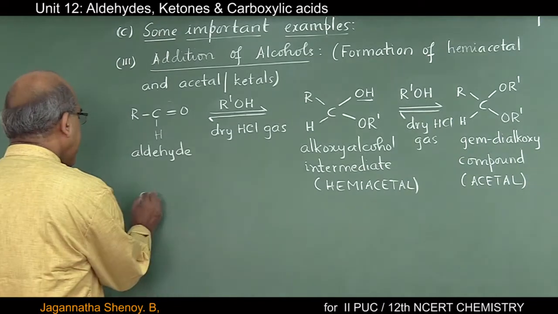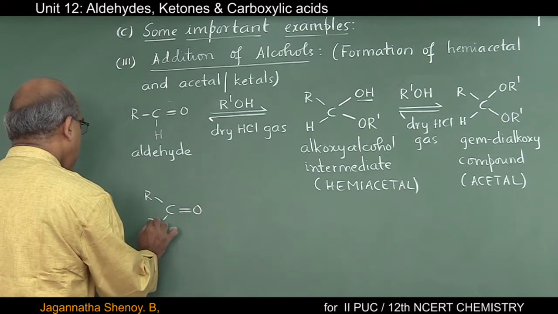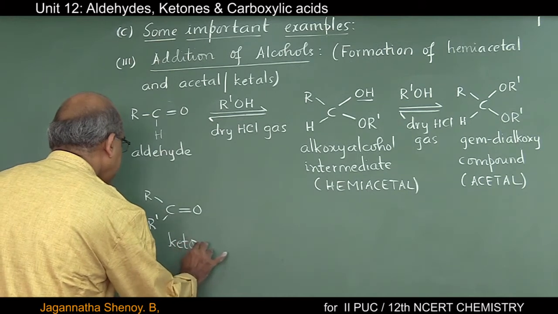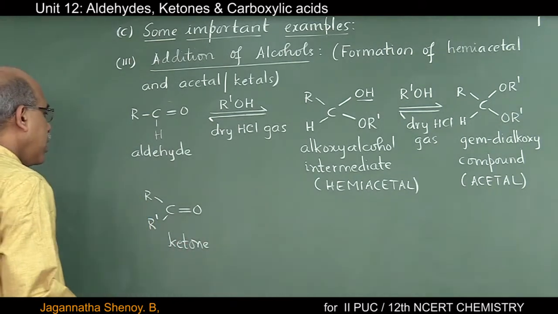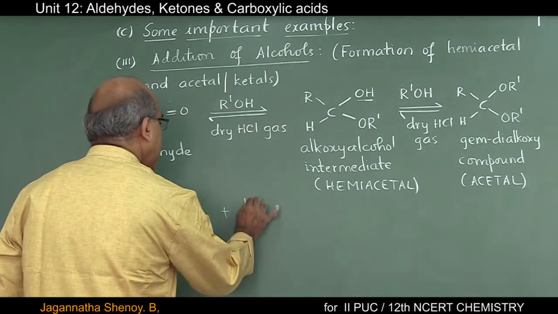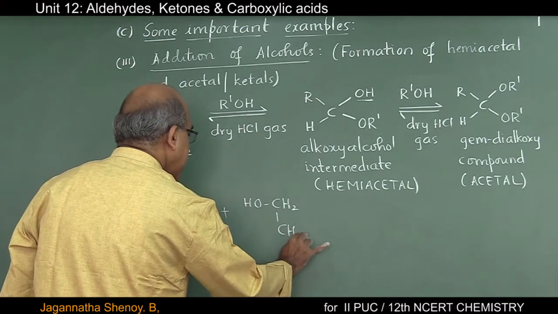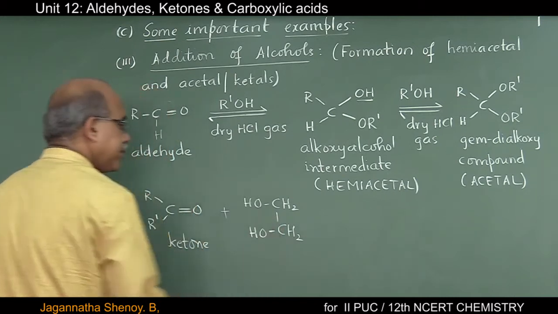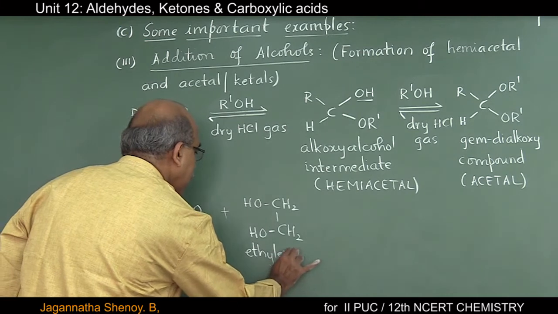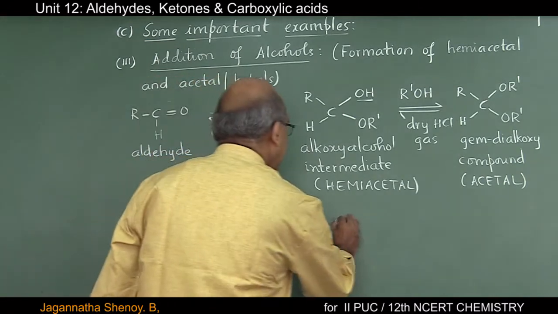So to understand that reaction, I will consider a ketone. It is RCOR dash. So this is a ketone, right? I'm going to treat it with a dihydric alcohol. The simplest example that I can consider is ethylene glycol. So this is ethylene glycol. The reaction takes place in the presence of dry HCl gas.